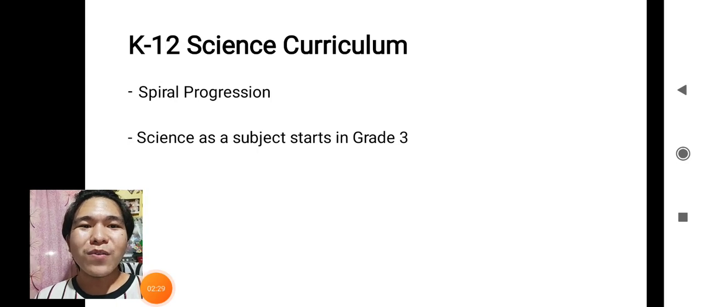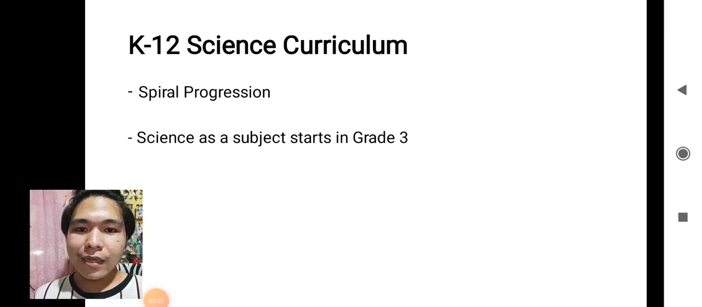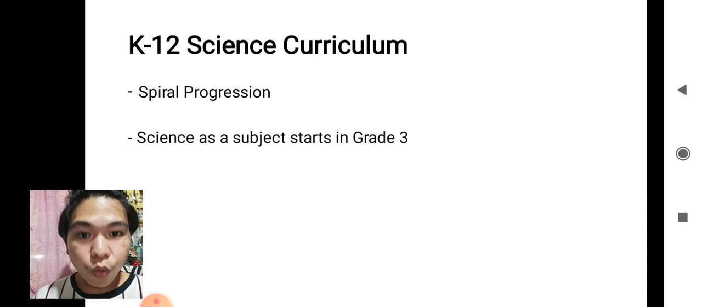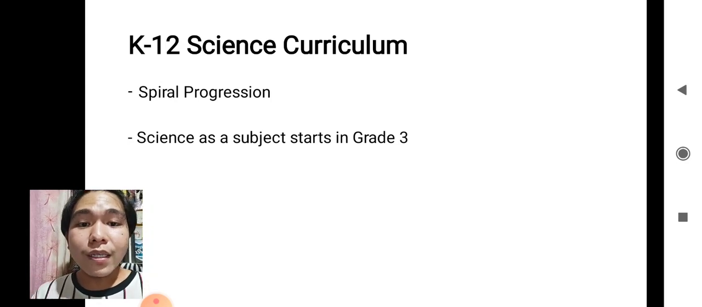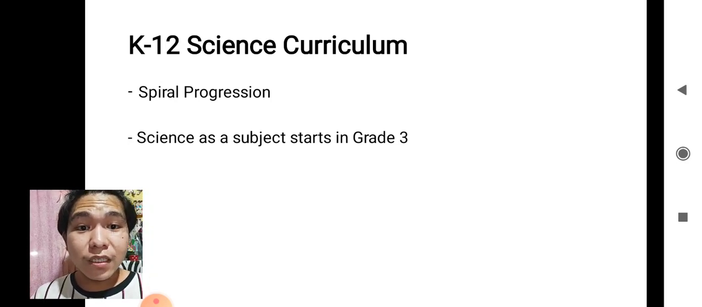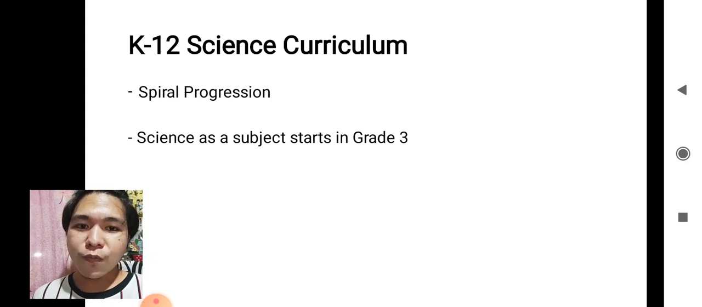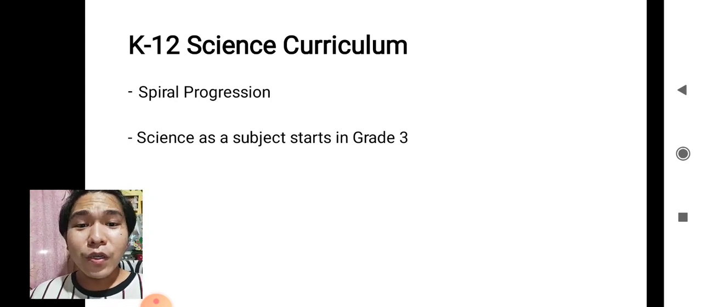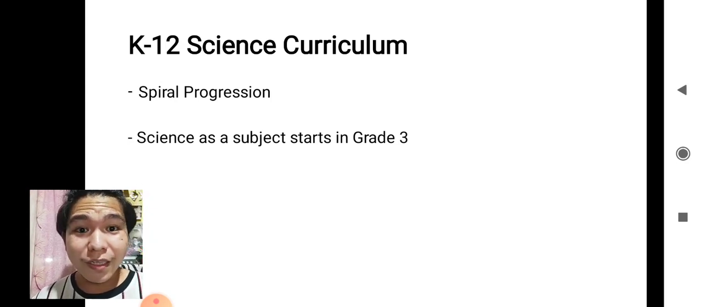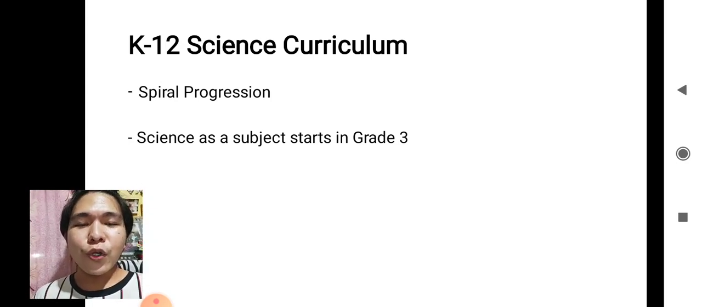So, of course, K to 12 science curriculum. Alam naman natin na ang science ay opisyal na itinuturo talaga as a subject in grade 3. Therefore, in kinder, grade 1 and grade 2, science is integrated with other subjects. For example, kapag nagtuturo ng English, ini-integrate ni teacher doon ang more on environment. Science na 'di ba 'yon? Okay? So science as a subject starts in grade 3.